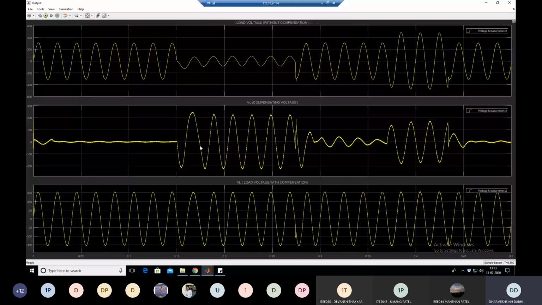Same way, during the negative half cycle of the supply voltage, they inject the negative voltage to maintain the minus 311 voltage peak value. Clear? So that is injected in series with the line during voltage sag condition. Clear? I hope you understand how your DVR will operate during voltage sag condition.